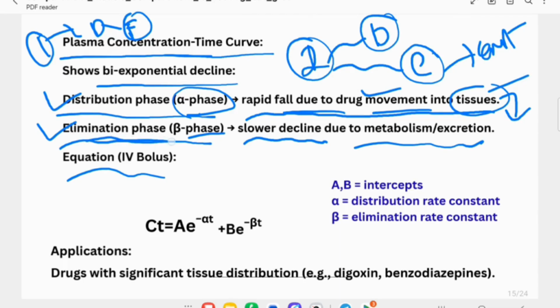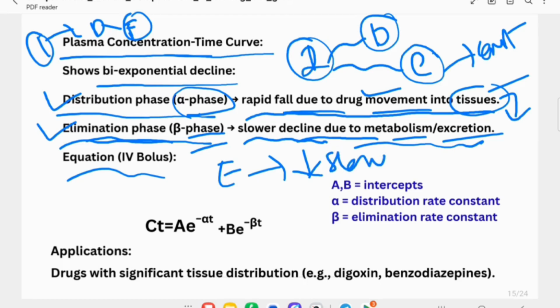And in the elimination phase, which is called the beta phase, there is a slower decline due to metabolism and excretion. Here the elimination is also slow. Why? Due to these metabolic processes and excretion, there is a slow elimination in the two compartment model.